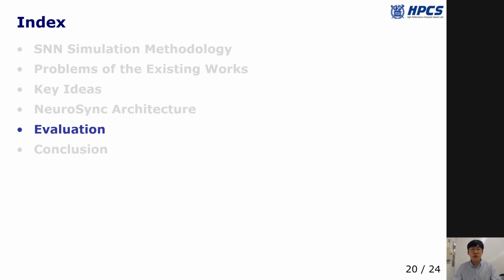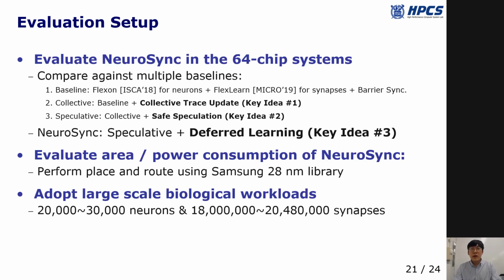Let's move on to the evaluation results. We evaluate the performance and energy efficiency of NeuroSync in the 64-chip system against 3 baselines: baseline, collective, and speculative. Baseline indicates the time-precise baseline equipped with the state-of-the-art neuron engine and learning engine. Collective indicates the time-precise baseline with collective trace update support. Speculative indicates the simulator equipped with collective trace update and safe speculation. We evaluated the area and power consumption of NeuroSync by conducting place and route using Samsung 28nm library. And for the workloads, we adopted large-scale biological workloads with various scales.